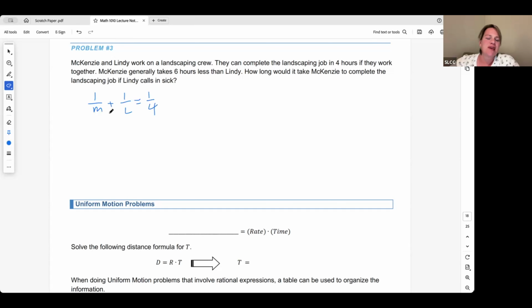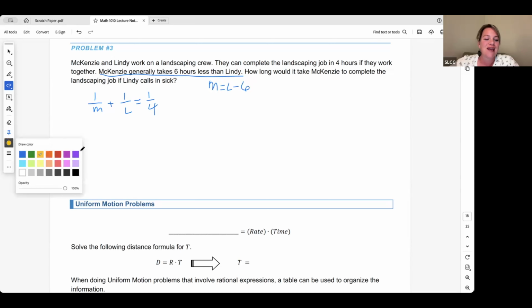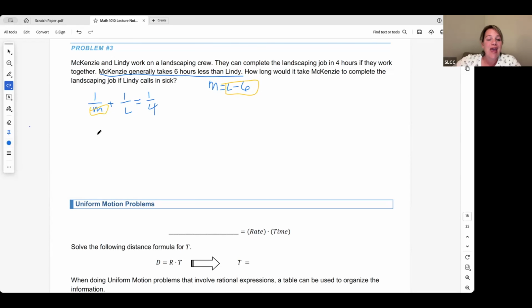Now, instead of them giving us one of the times for Mackenzie or Lindy, they give us this equation that relates the two. Mackenzie generally takes 6 hours less than Lindy. So I know that M equals L minus 6. All right, let's take L minus 6 and plug it in for M. Now I have 1 over L minus 6 plus 1 over L equals 1 over 4.